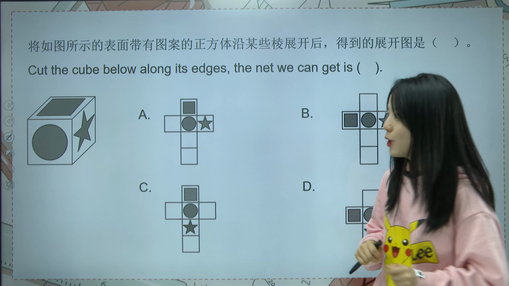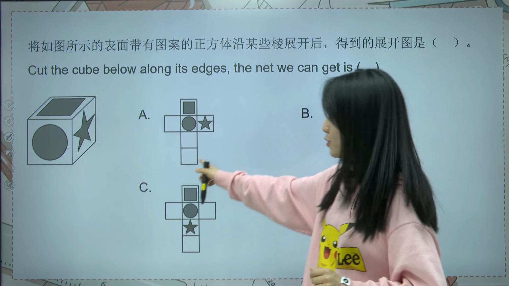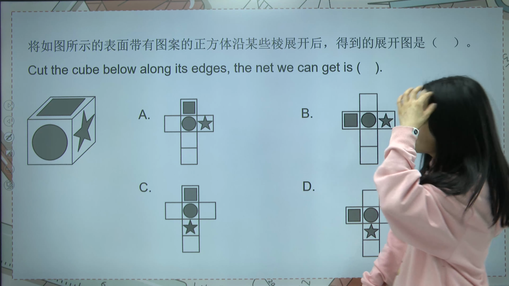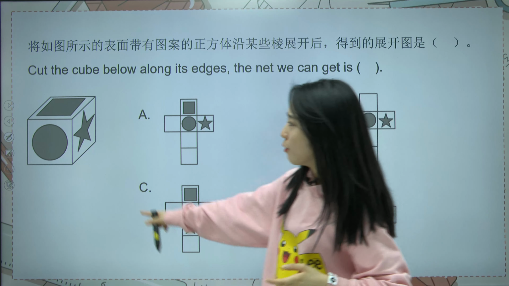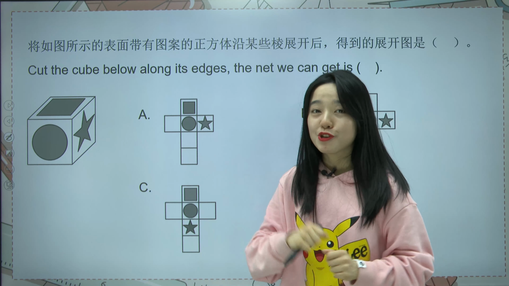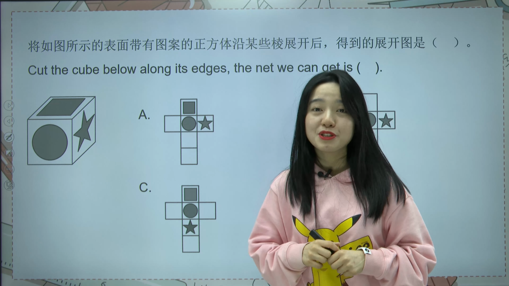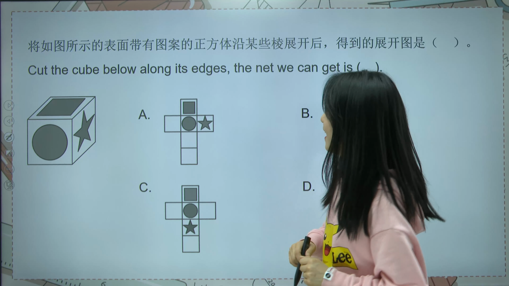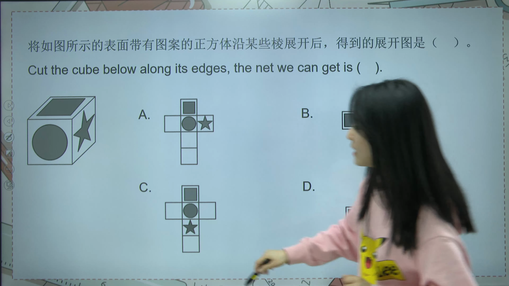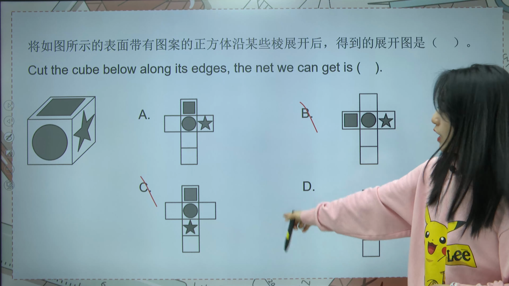A change. We know the cube, what it looks like, but we want to find which one should be its net. Okay, let's see. We know these 3 squares, these 3 shapes, they are adjacent because we can see them. So, can they be opposite or not? Of course not. And so they should not be in any mu or Z. So C and B can be excluded.